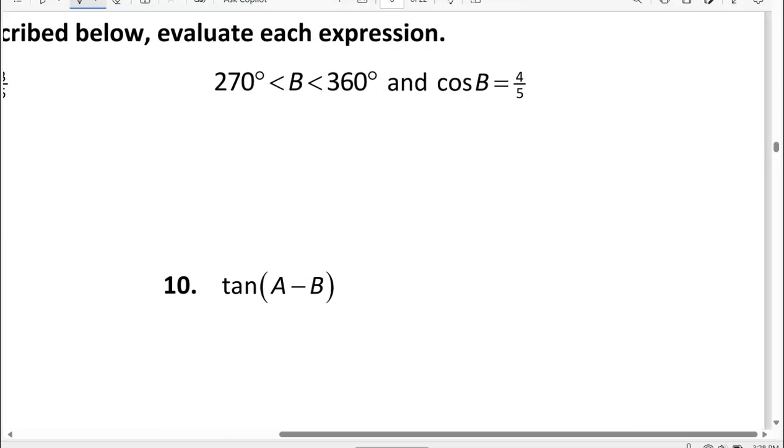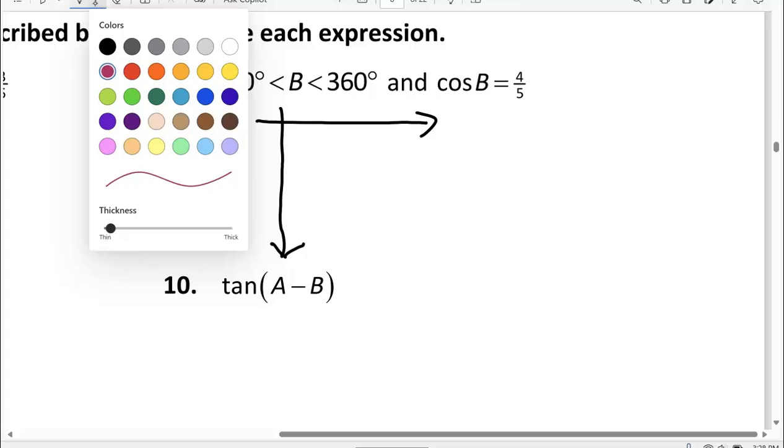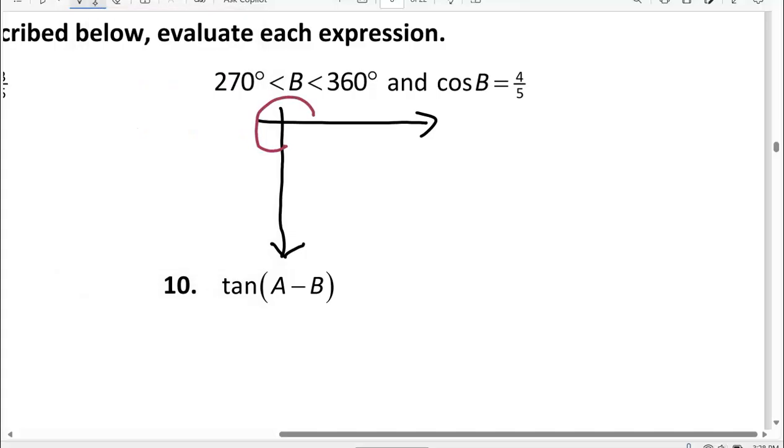Now let's make a drawing for the second angle, which is angle B. So angle B is an angle that falls between 270 and 360 degrees. That means it terminates in quadrant 4. And this time the cosine is equal to 4/5. So if this is angle B, that's adjacent over hypotenuse. That's also a 3, 4, 5 right triangle. And so our missing side there is -3. Remember, it's hanging down, so that opposite side will be negative.